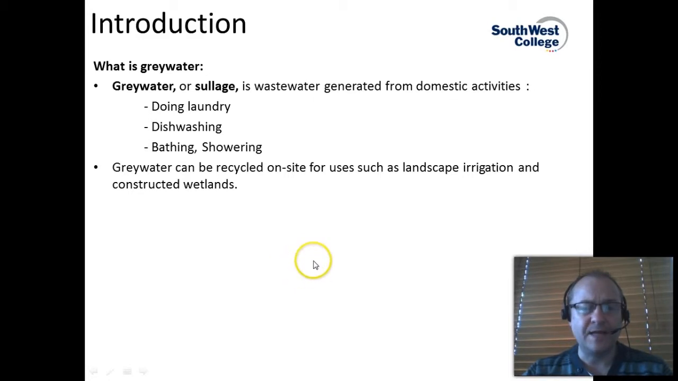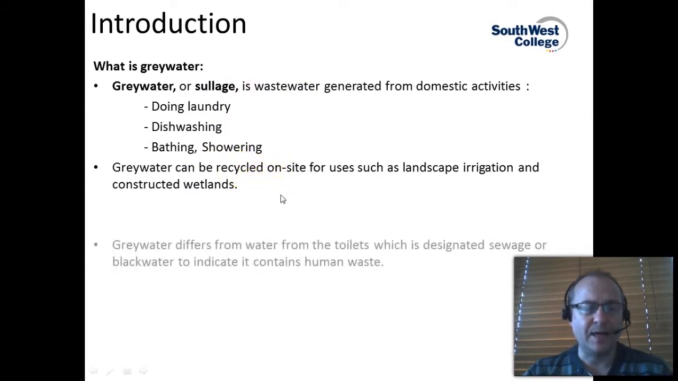Greywater can be recycled on site then for uses such as landscape irrigation and for wetlands. So if you take the wastewater, the greywater or sullage, you can basically recycle it and you can use it on site. So that's what we want to have a look at, and that's basically what greywater recycling is. It's taking these sources of water supply and then reusing them for other applications.